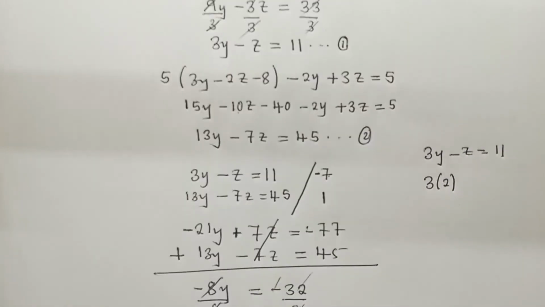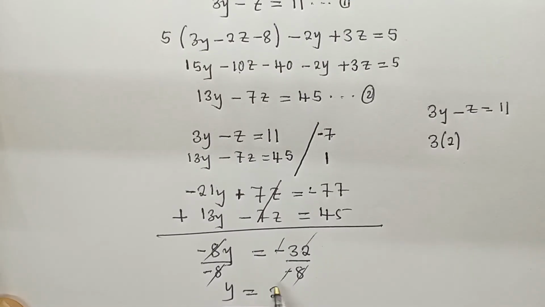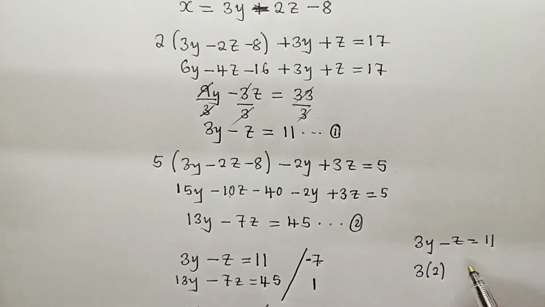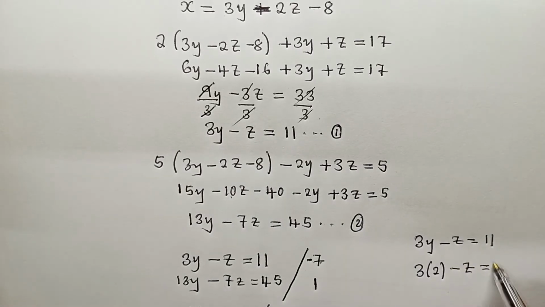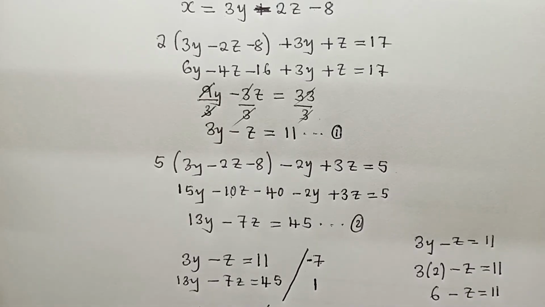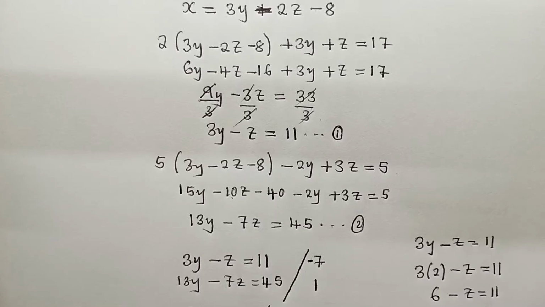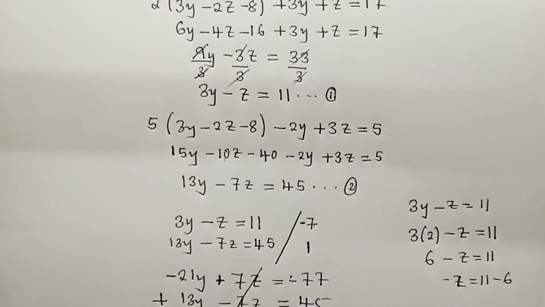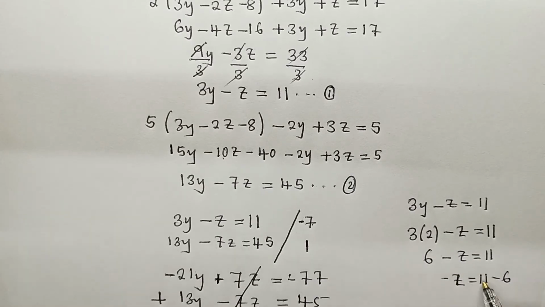We just found the y value to be equal to 2 right here, so I'll substitute the y value here. I'm solving for z. So this will be 6 minus z is equal to 11. To solve for z, we group the like terms. So this is how it will be. Right here, z is equal to 11 minus 6.